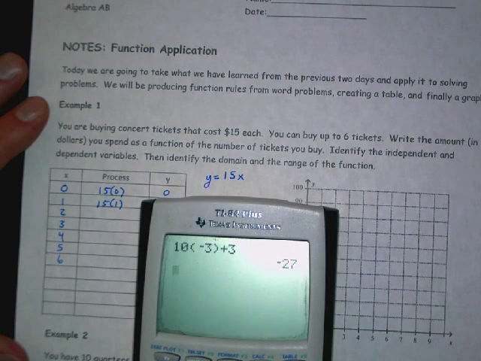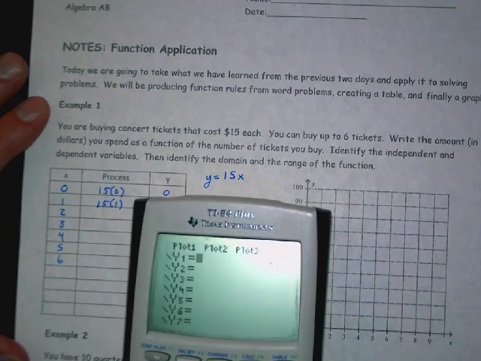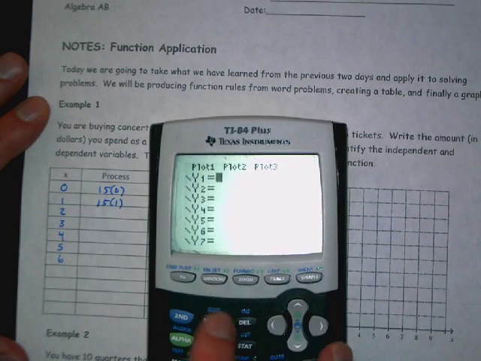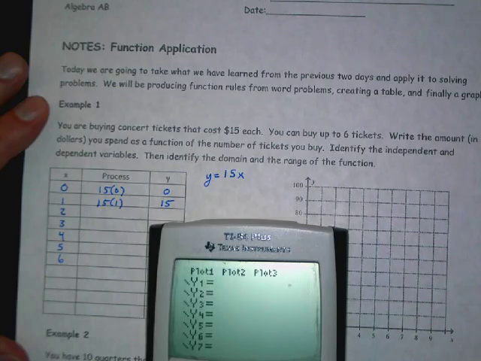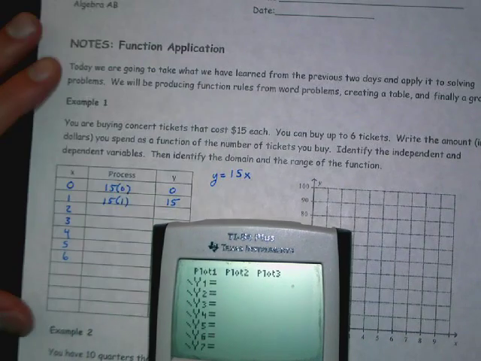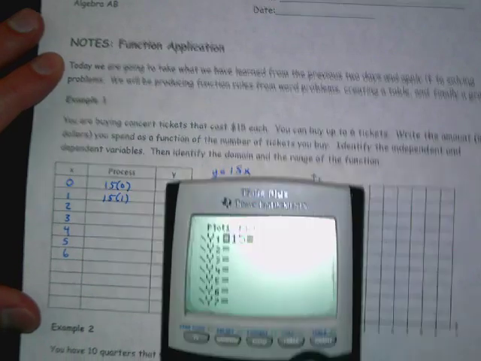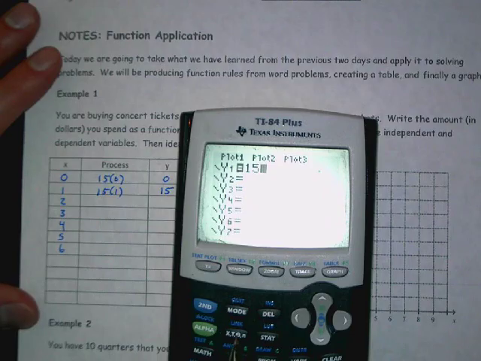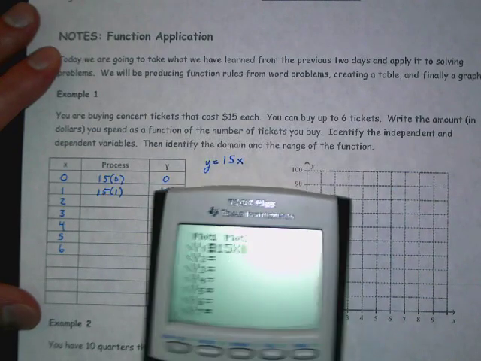Okay, we can also use a calculator. If you go to your calculator, you go to y equals, this top left gray button right there. We can type in this function, 15x. So you type in 15, and the button we use for x is just to the right of the green button. It has an x, a t, a theta, and an n on it. If you hit that button, it'll give you an x.